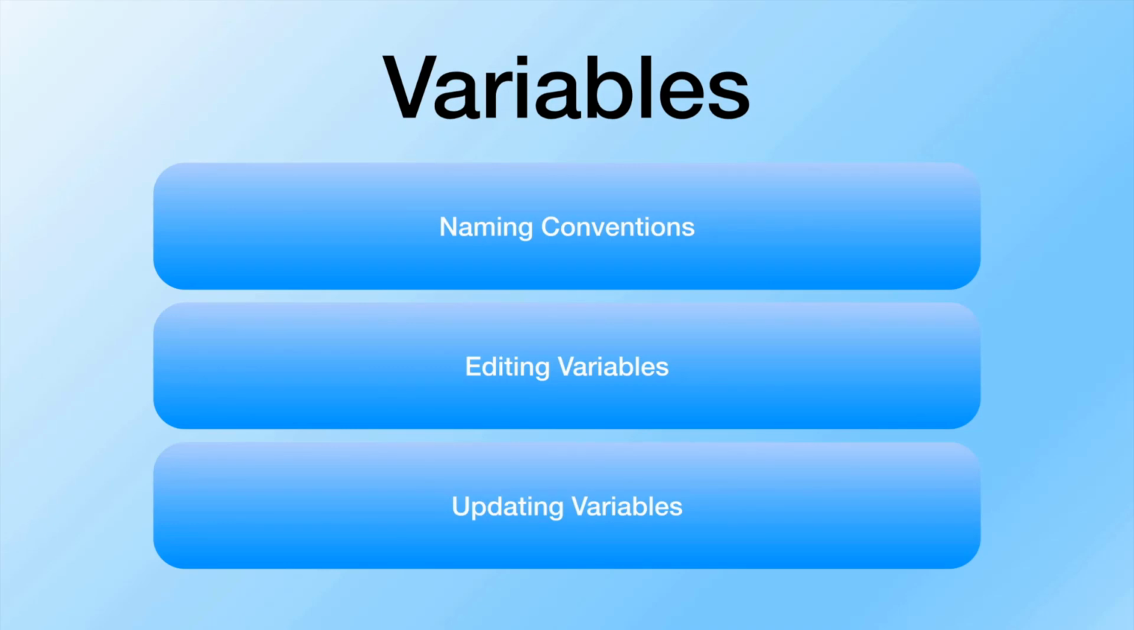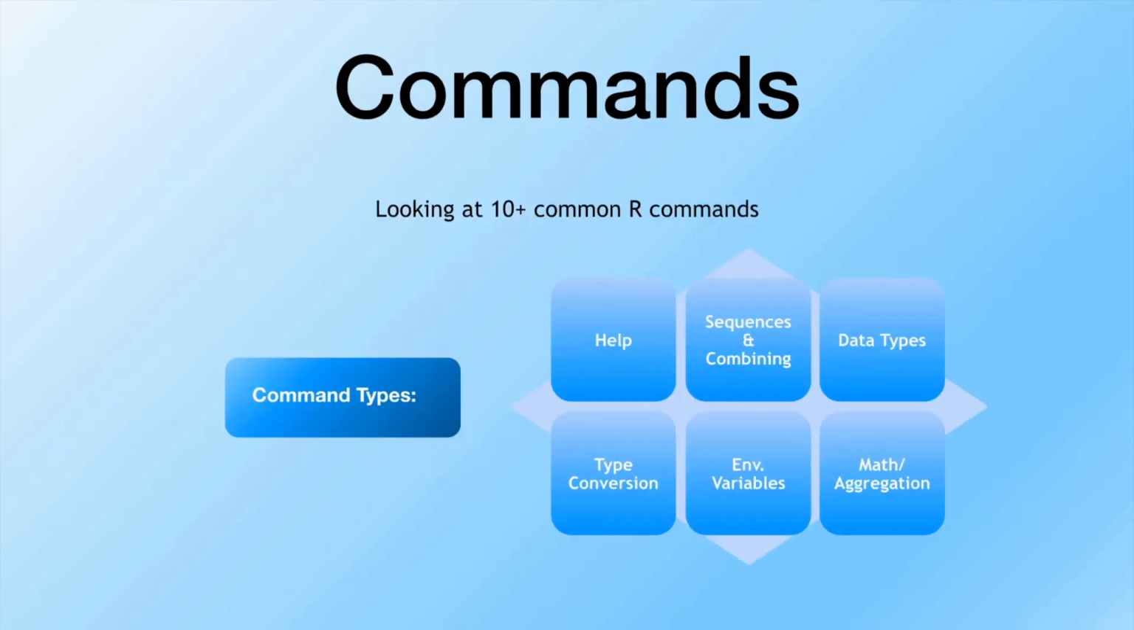And for variables, we have naming conventions, editing variables, and updating variables. The editing and updating might seem like they're kind of the same, but we'll actually show you how they're just a little bit different. For the command section, we're going to be looking at least 10 common R commands. We may look at more depending on how time goes.